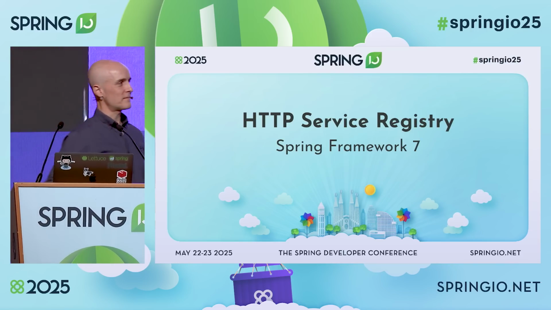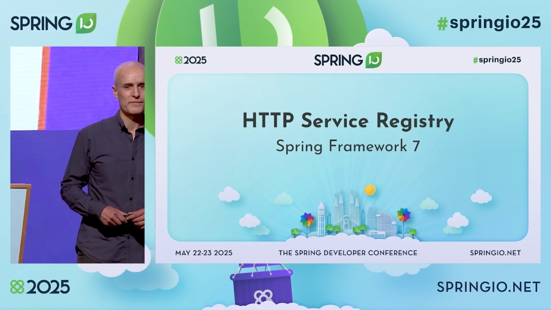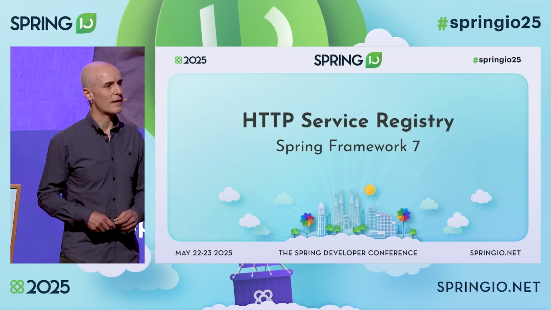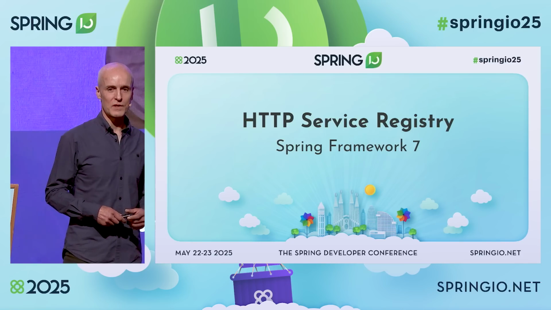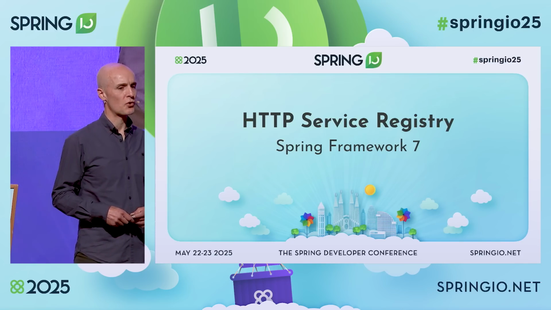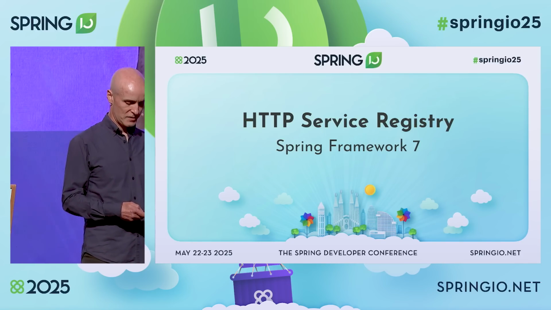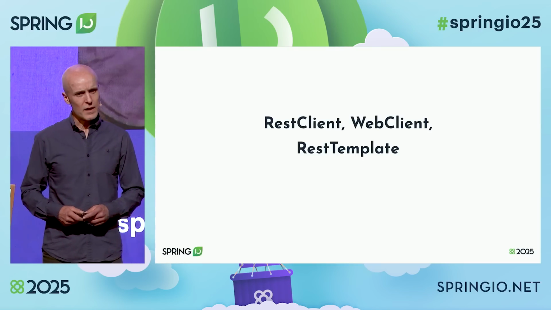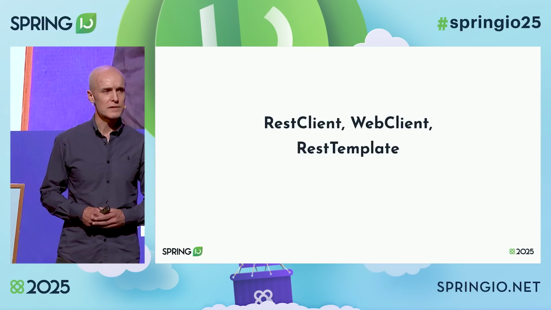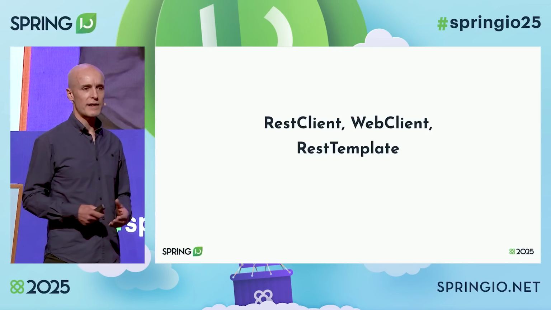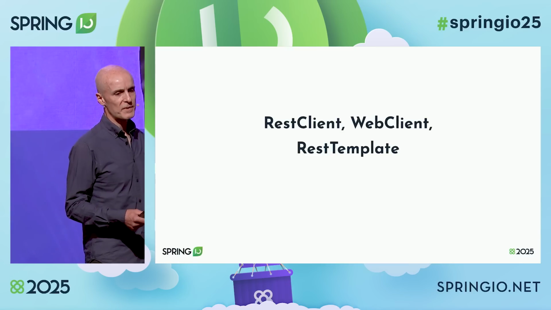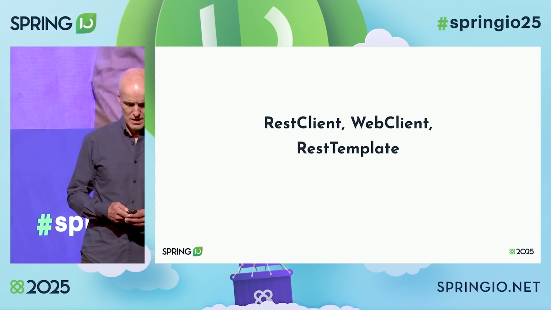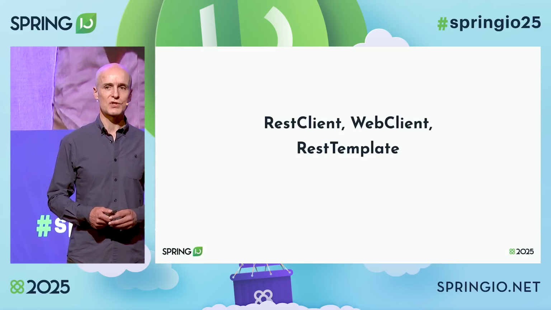Morning. I'm Rossen Stoyanchev from the Spring Framework team, and I'm here to talk about a couple of upcoming features in Spring Framework 7 for your web applications. When it comes to remote HTTP access, you can work with HTTP directly and use the REST client, the web client, or the REST template. Or you might prefer to use a Java API.